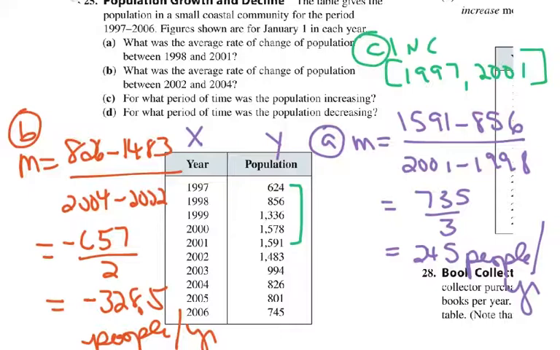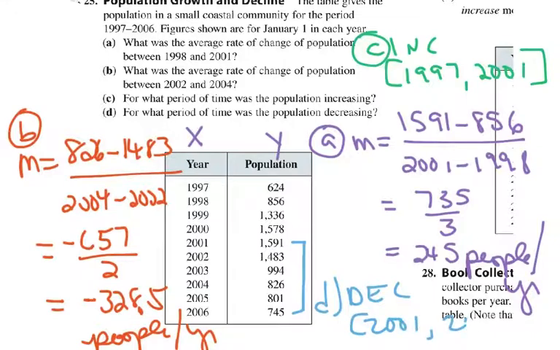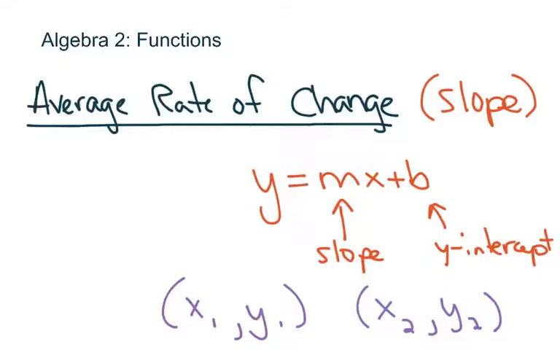In Part D, for what period of time was the population decreasing? What we're going to do is start from the highest value, which was in 2001, and then watch how long it goes down for. So the interval of decreasing was from 2001 to 2006. This covers all the different ways of finding average rate of change that you'll see on the first assessment.